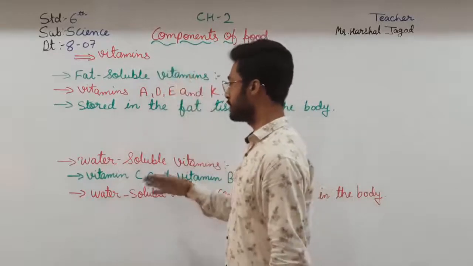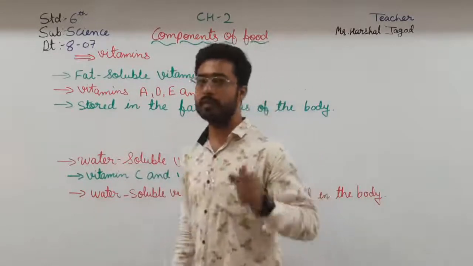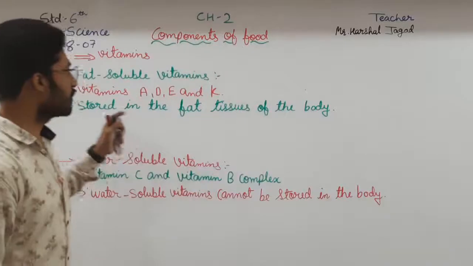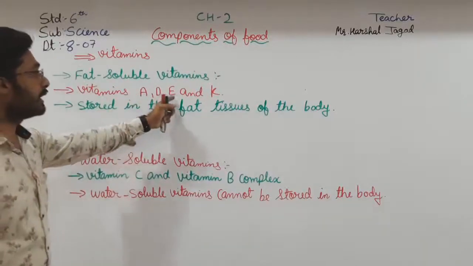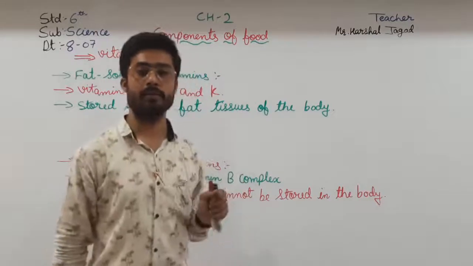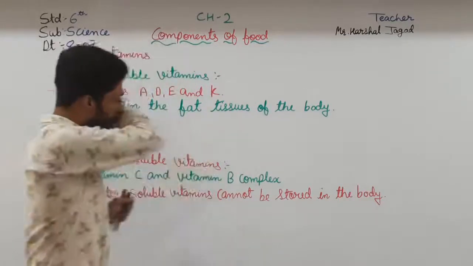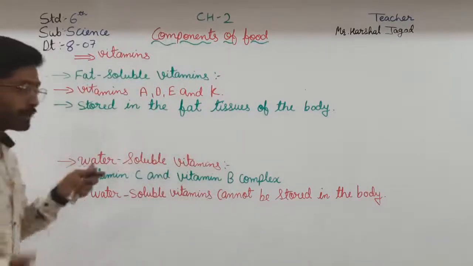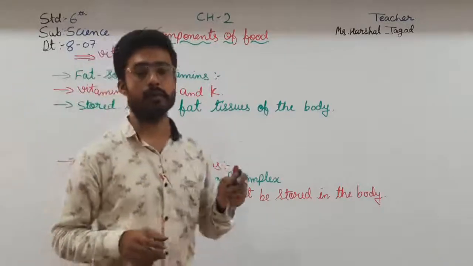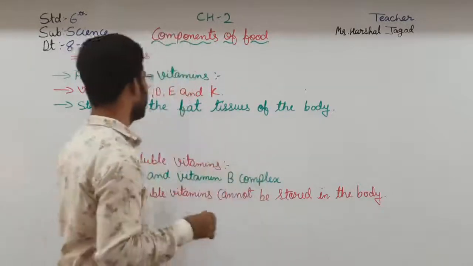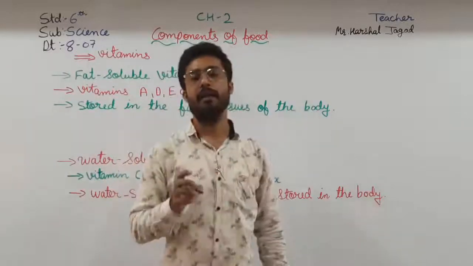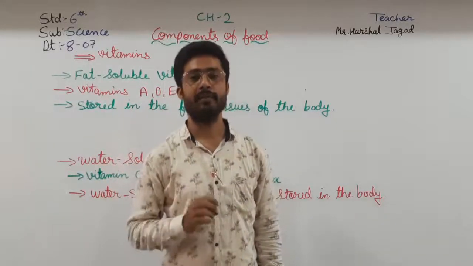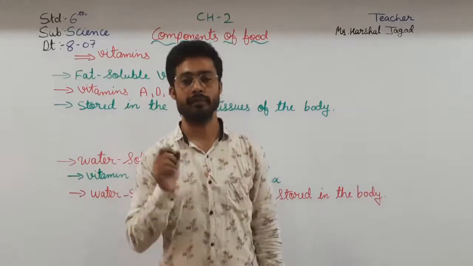that is fat soluble vitamins and water soluble vitamins. So first of all, what are the fat soluble vitamins? Here the fat soluble vitamins are A, D, E and K. Then after, where are they stored? The fat soluble vitamins are stored where? In the fat tissues of the body, and when the body needs those vitamins, it just takes from there.